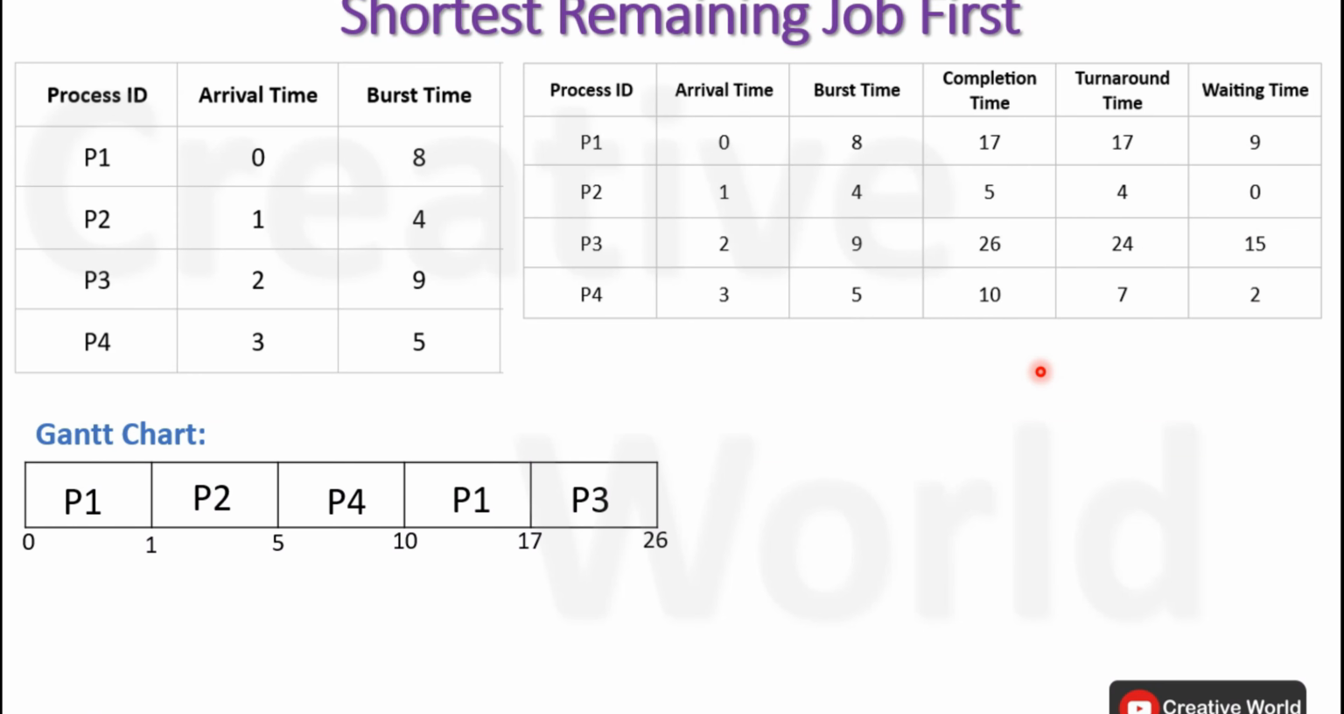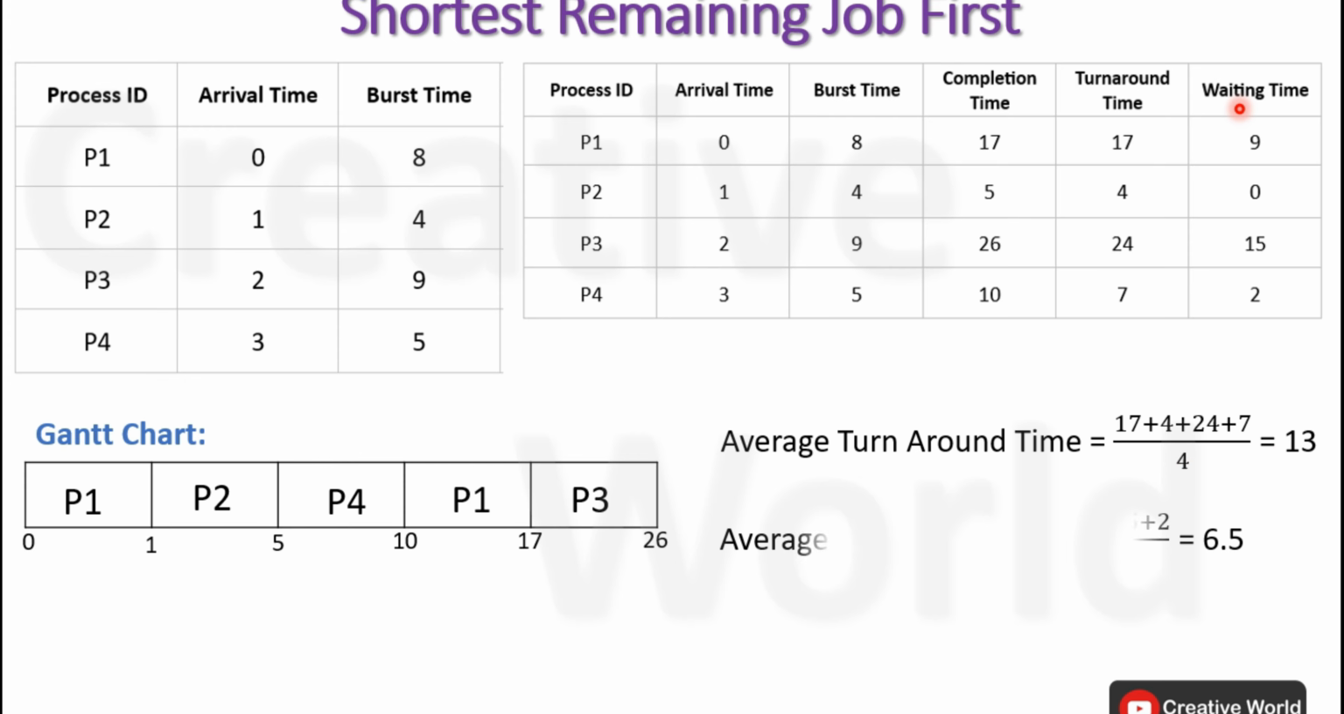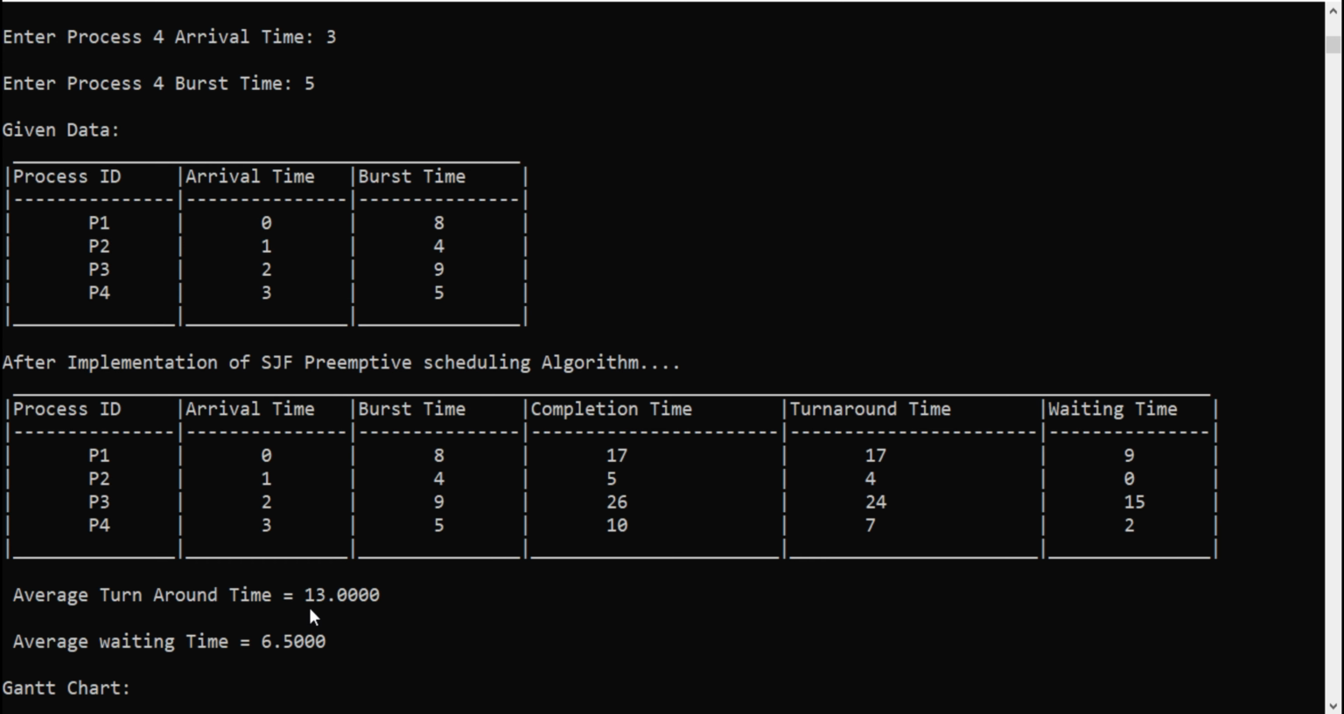Similarly, we can calculate the average turnaround time, that will be equal to the sum of all these turnaround times divided by the number of processes, that is 13. And average waiting time will be equal to the sum of all these waiting times divided by the number of processes, that will become 6.5. So average turnaround time is 13 and average waiting time is 6.5.